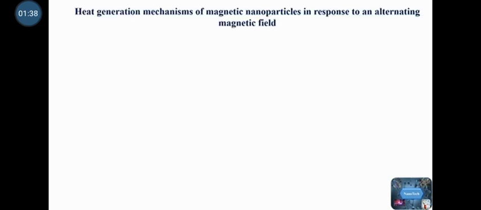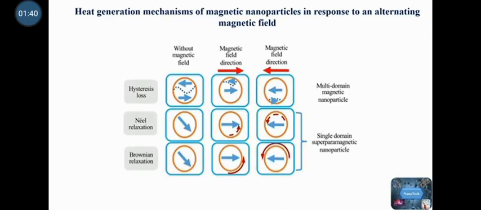Heat generation mechanisms of magnetic nanoparticles in response to an alternating magnetic field. When exposed to an alternating magnetic field, magnetic iron oxide nanoparticles produce heat via two main mechanisms. One is hysteresis loss and another is relaxational losses. Hysteresis losses occur in large magnetic iron oxide nanoparticles which possess multiple magnetic domains.